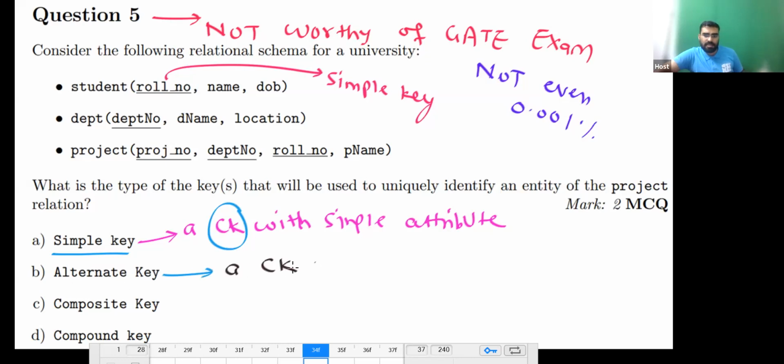This is a candidate key other than primary key. Yes or no? This is a candidate key which is not a primary key. Now, what are these things?